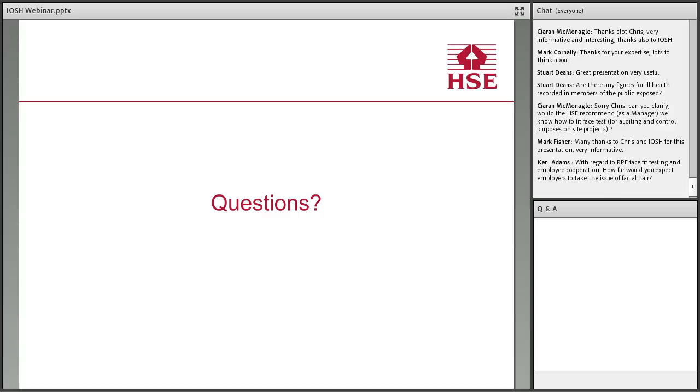All right, last question is about RPE, face fit testing and employee cooperation. How far do you expect employers to take the issue of facial hair? This comes up very regularly. It's a control measure. At the end of the day, a mask will only work if it fits a person's face. What happens with stubble and beards is it acts as stilts and pushes the mask away from the face, thereby breaking that face seal. And as I showed you earlier, the dust is so fine it will exploit those weak points, and people will be exposed.